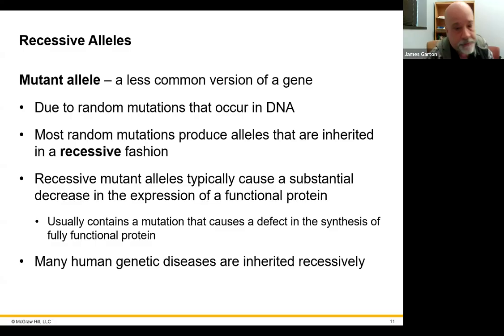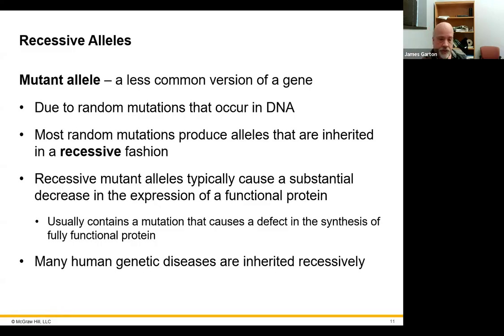And they usually contain something that reduces the making of some functional protein. And so there is usually some kind of error in the sequence of the gene that causes some kind of error in the amino acid sequence of polypeptides, which usually causes these polypeptides to misfold and make a poorly functional or non-functional protein.